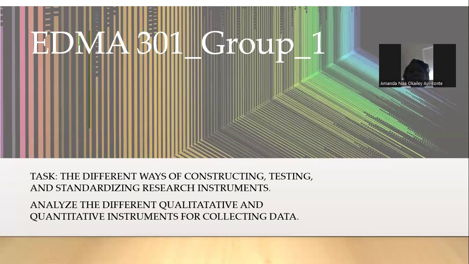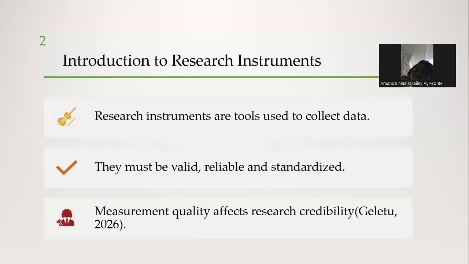Good morning, and this is group one, and we are presenting on the different ways of constructing, testing, and standardizing research instruments, and how to analyze the different qualitative and quantitative instruments for collecting data. So in our research, we know that we need to collect data from people in order to come up with the solution or the hypothesis. We are either proving the hypothesis true or not. And so we need the instrument in gathering these data. And so we are going to look at the research instruments.